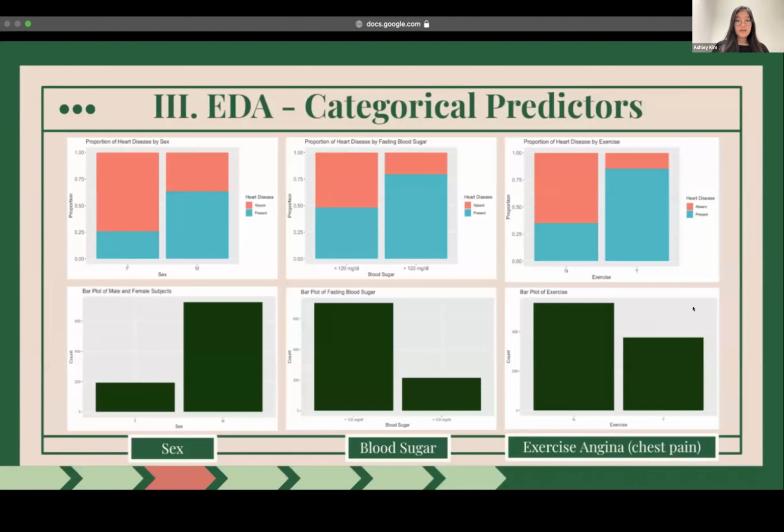We moved on to looking at some potential categorical predictors. Some of the interesting ones that we looked at showed differences in proportions between those with and without heart disease. Some of these variables were sex, fasting blood sugar levels, and exercise angina, which is chest pain while exercising.